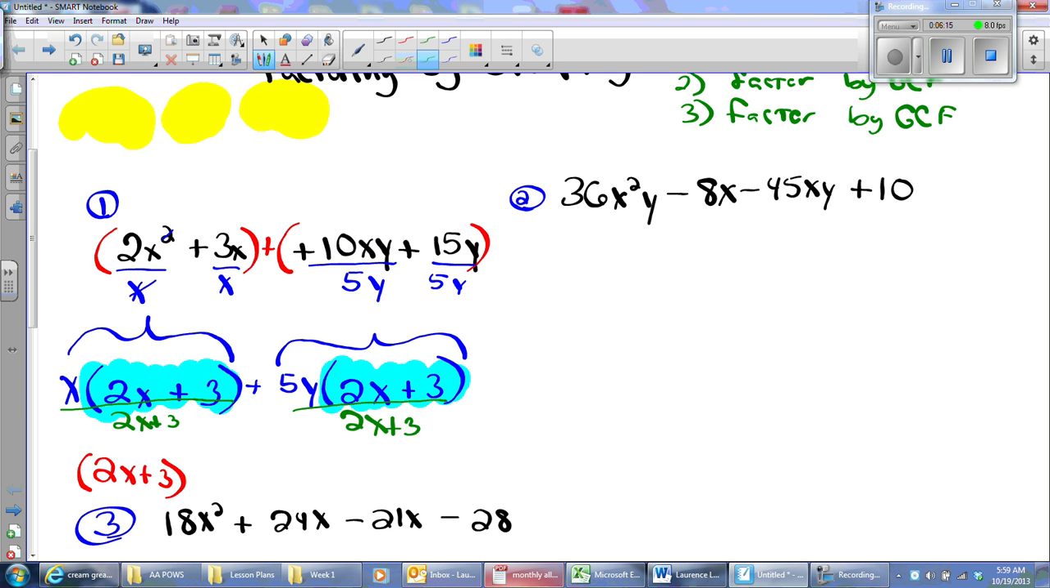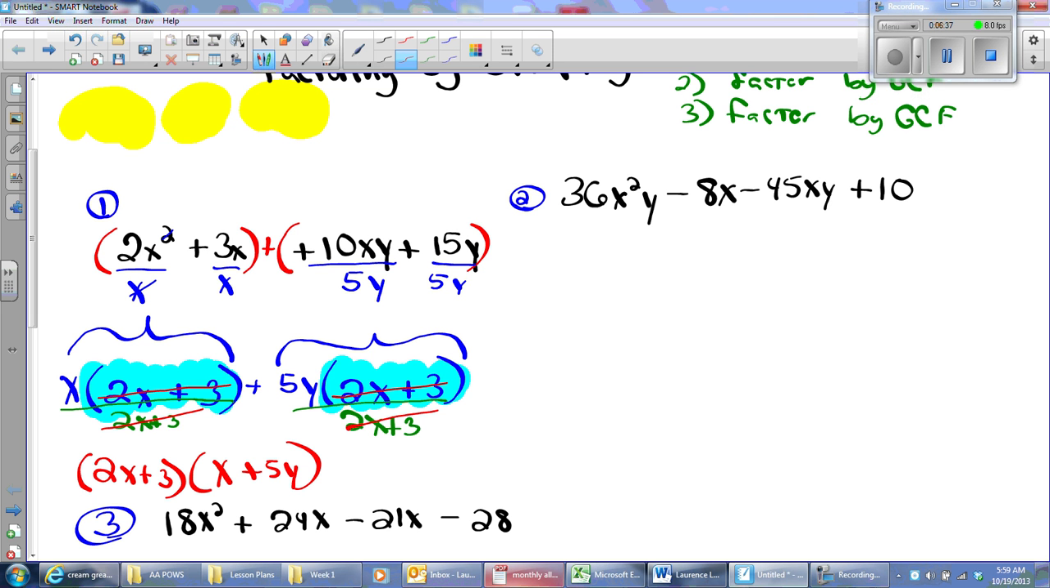Well, let's see here. I've got this 2x plus 3. I factored it out. What's left from this problem? Well, looks like the 2x plus 3 and the 2x plus 3 will cancel, leaving just an x. Over here, the 2x plus 3 and the 2x plus 3 will cancel, leaving 5y.